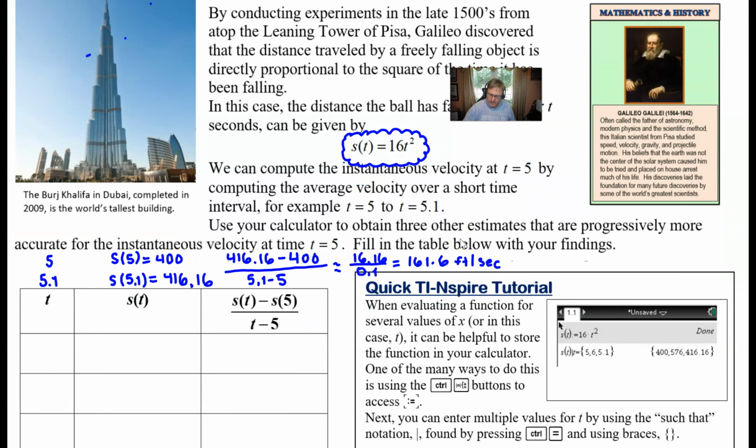And so what I'm going to do is pick some times here, like 5.01, and maybe even closer still, like 5.001, and then 5.0001. And I could have chosen a variety of these. I'm just trying to convey the idea that I'm getting closer and closer to 5. And so now I'm going to go ahead and find out what these S of t values are by returning to the calculator.